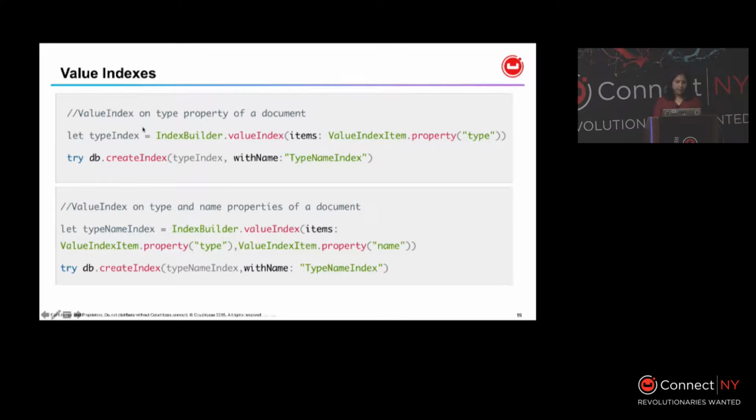So how do you create indexes? You can create value indexes. This is what you do. Use database.createIndex, specify an index which you create using an index builder, the property on which you want to index, and then give a name. You can reference this index by this specific name later on. You can create indexes on any number of properties. In the second example, we are creating an index on both the type and the name property.